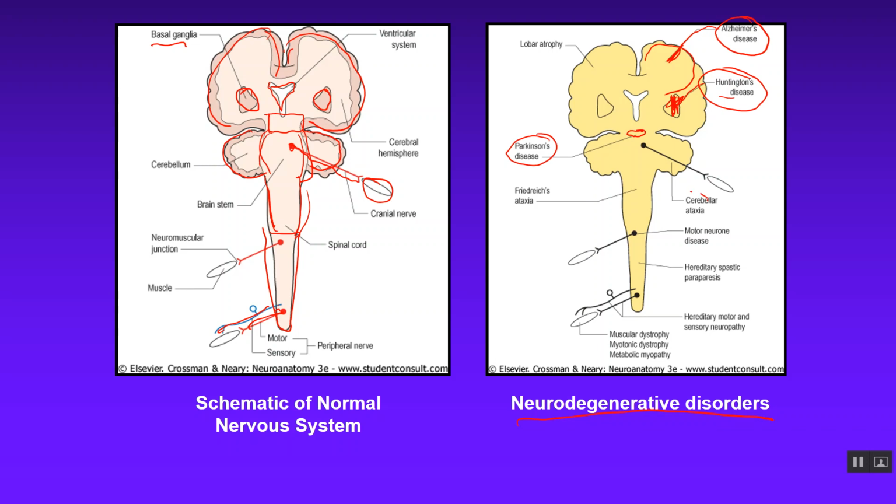And then here's cerebellar ataxia, degeneration of the cerebellum, and motor neuron disease, which would be like ALS, amyotrophic lateral sclerosis, which can cause weakness of motor neurons coming from the spinal cord. It's nice because you get to see them all in one quick shot. Those are a lot of the major degenerative diseases of the nervous system and the different locations they affect.